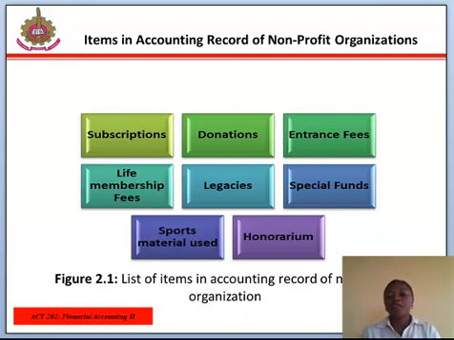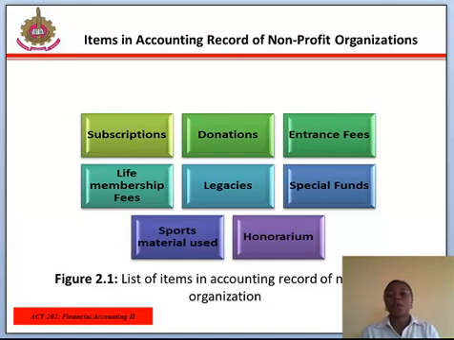However, the small amount of legacies received from time to time may be shown in the income and expenditure accounts of the relevant period. Special funds. The institutions often create special funds for special purposes, such as prize fund or sports fund. Any income received on account of special fund investment should be added to the fund concerned. Similarly, any expenses incurred on such specific purpose should also be deducted from the special fund. However, these transactions are not shown in the income and expenditure accounts.